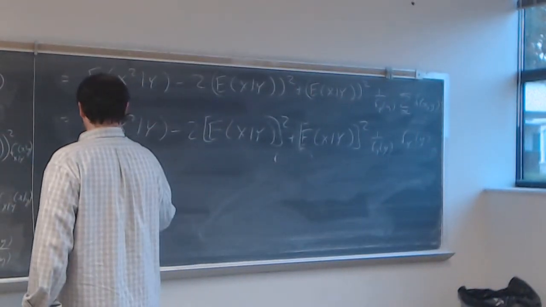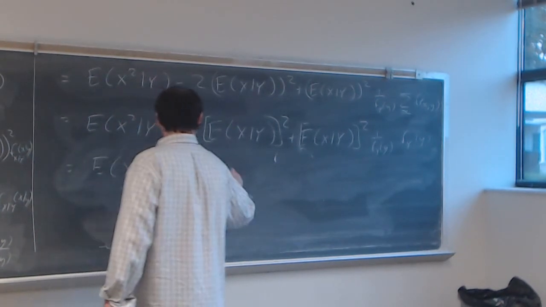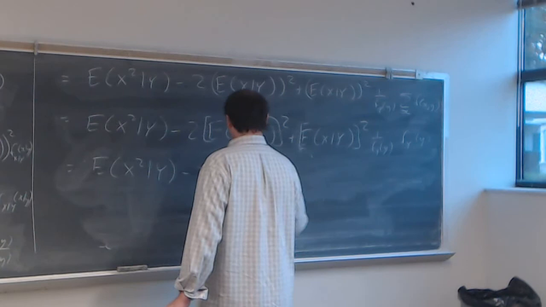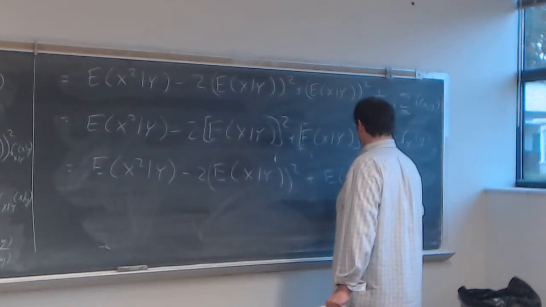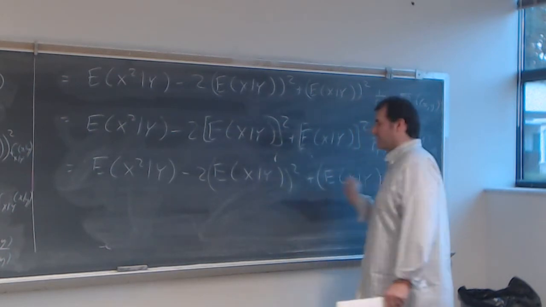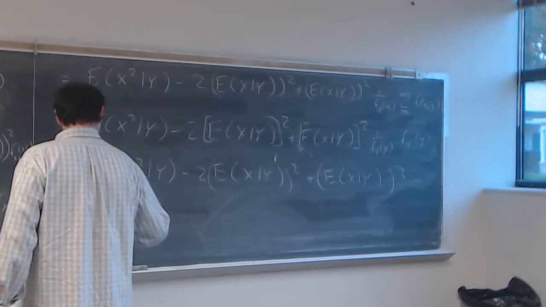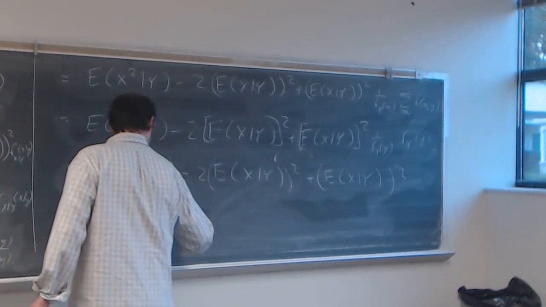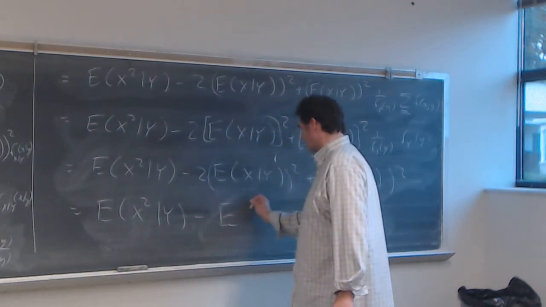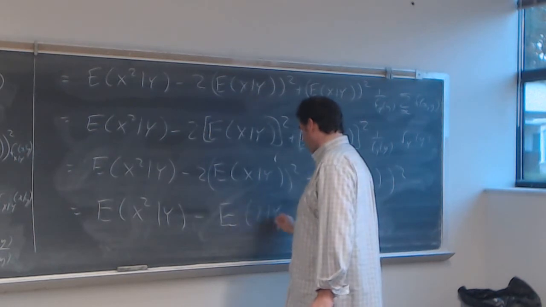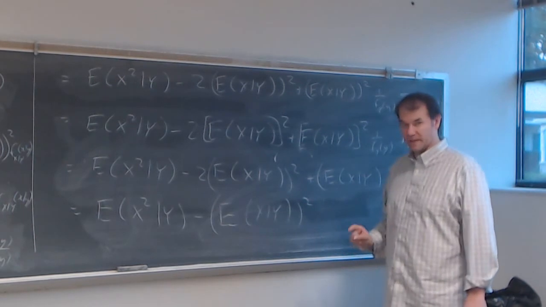So just being clear here, it's expected value of x squared given y minus 2 times the conditional expectation of x given y, squared, plus the conditional expectation of x given y, squared. These are like terms. You have minus 2 plus 1, so you get a minus 1 of them. So I get expected value of x squared given y minus expected value of x given y, squared. And that's what I get for case 1 when x and y are both discrete.